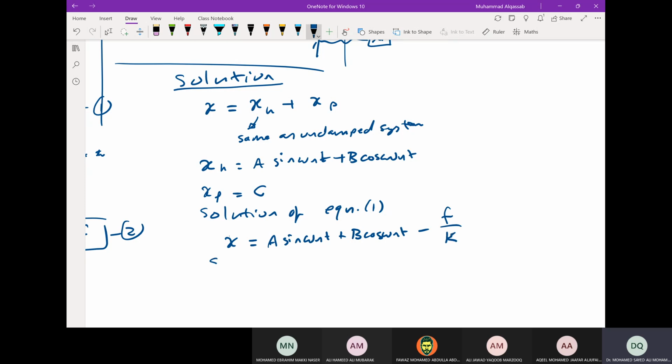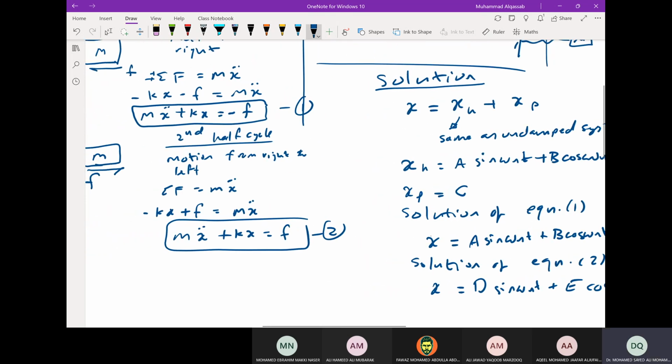And the solution of equation number 2, x will be, let's say, d sine omega_n t plus e cosine omega_n t plus f over k, because we have positive f.